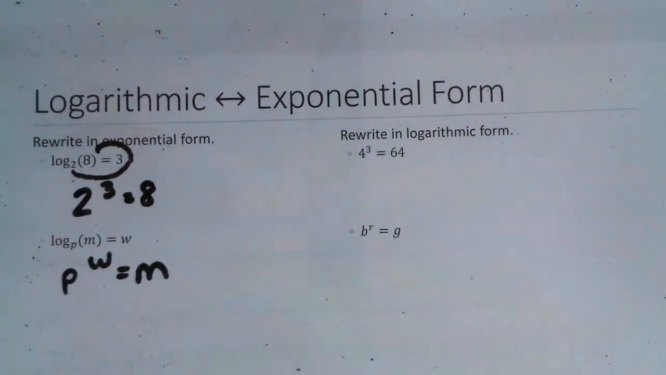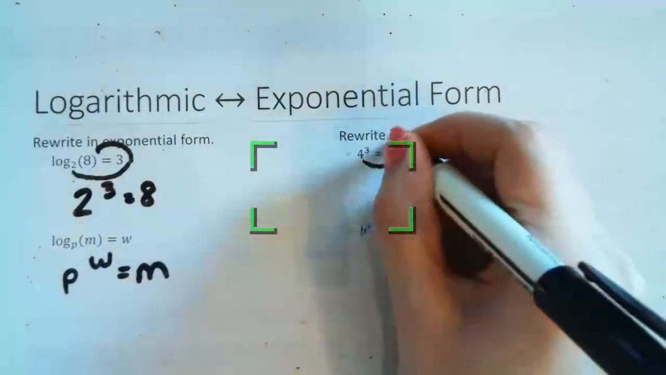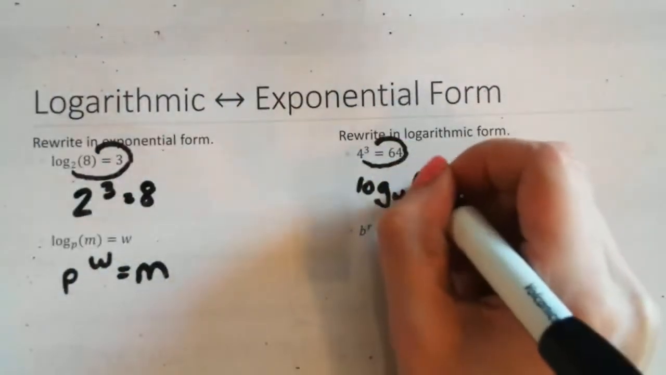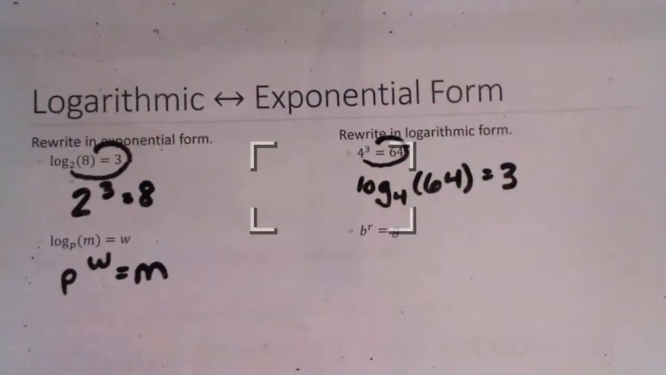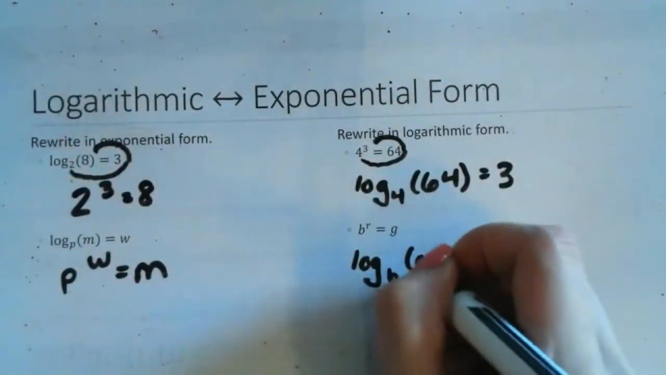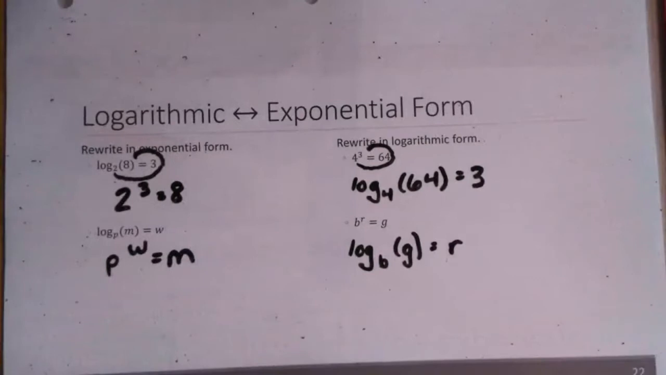Now we're going to look at some exponential equations and see if we can write them in logarithmic form. First up we have 4 to the third power equals 64. If I use the snail, we'll get 4, 64, 3. So I would write that as log base 4 of 64 is equal to 3. Next up we're looking at b to the r power is equal to g. That would be log base b of g is equal to r. Being able to go back and forth between these two forms is going to be essential moving forward, so make sure you're able to switch between these two.